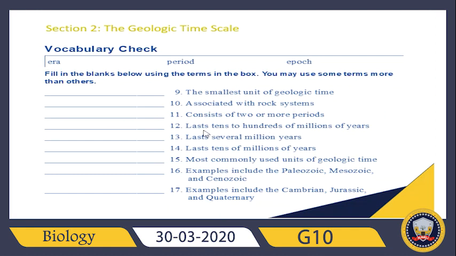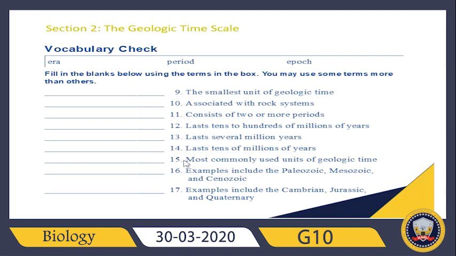Okay. So what about, guys, number 13? It will last several million years. What do you think, guys? Exactly, the epoch. Epoch will last several million years. For 14, guys, it will last tens of millions of years. Exactly, the answer will be period.